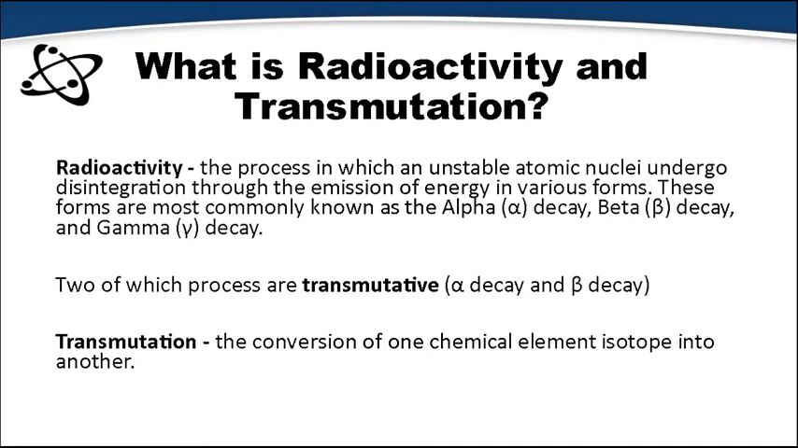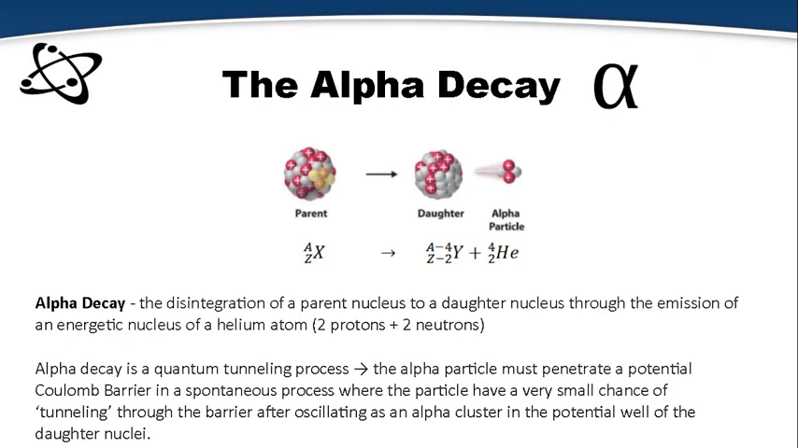An unstable nucleus stabilizes by emitting excess energy in 3 main ways: alpha, beta, and gamma decay. The first 2 types of decay are transmutative in that the parent and daughter isotopes are different chemical elements. Let's go into more detail on what alpha decay is, and more importantly why its energy is so consistent at 4 to 5 megaelectron volts, to satisfy question number 9.